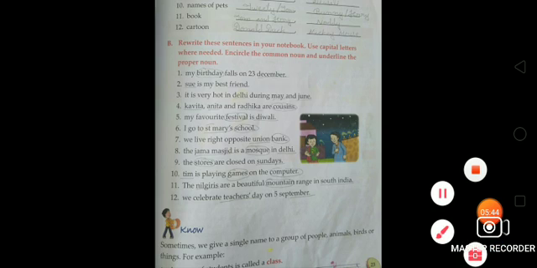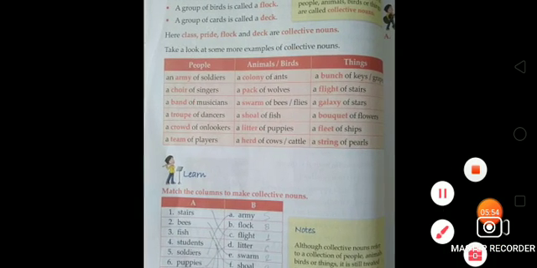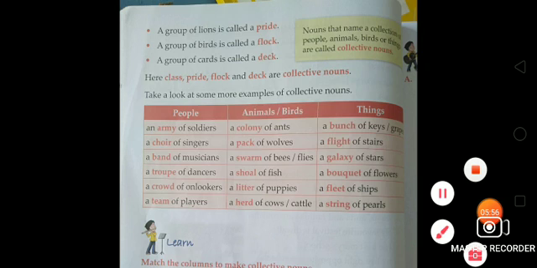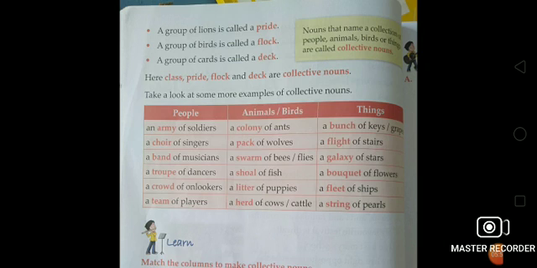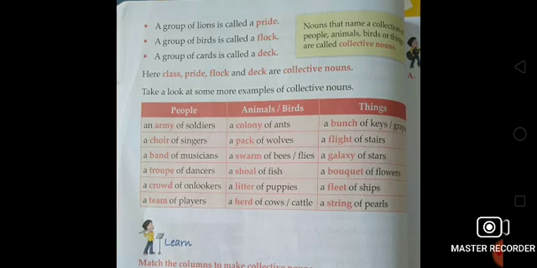Student, there is next information about the group. Okay, sometimes we give a single name to a group of people, animals, birds or things. For example, the examples are given here. That is, a group of lions is called a pride. Okay, a group of birds is called a flock. A group of cards is called a deck.